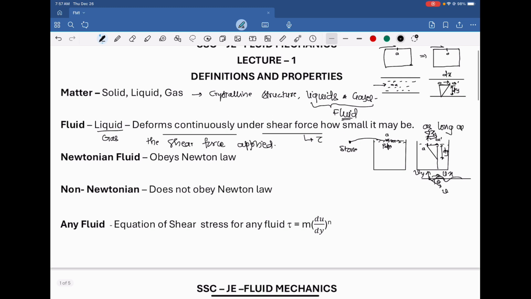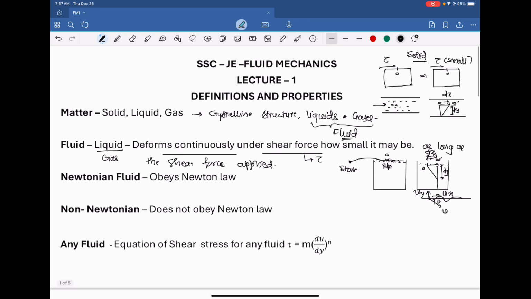Then you try to understand this now. Horizontal force as long as it is applied, or a shear force as long as it is applied. Horizontal means don't take it as horizontal only, it is only for your convenience I am telling, parallel to the surface. When a force is applied parallel to the surface, it is a shear force. Perpendicular to the surface, it is called a normal force. Now, this liquid or gas deforms continuously as long as the shear force is applied.